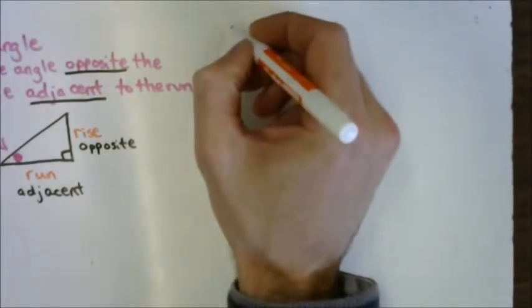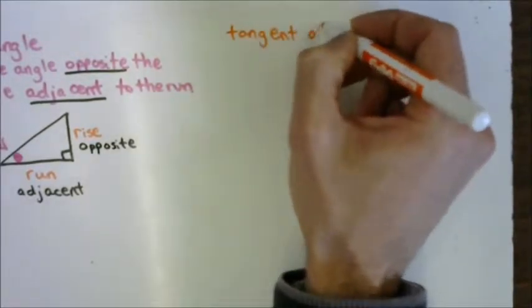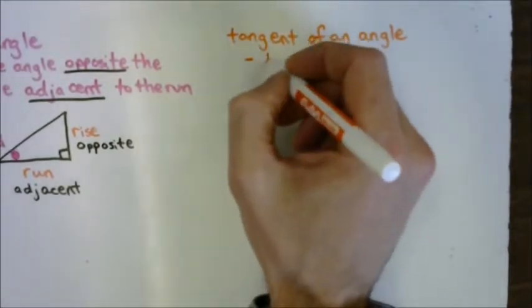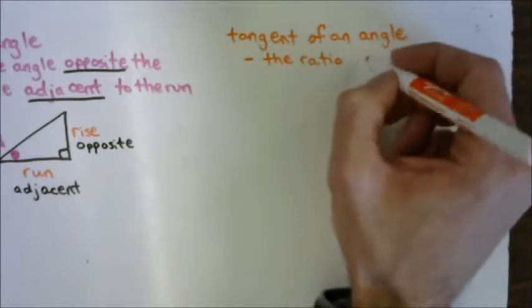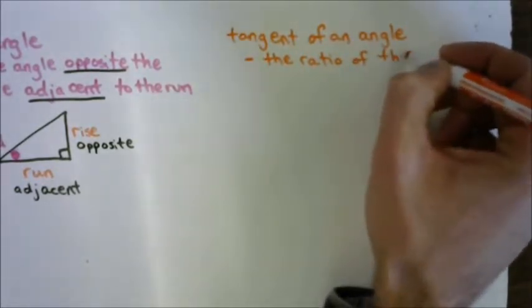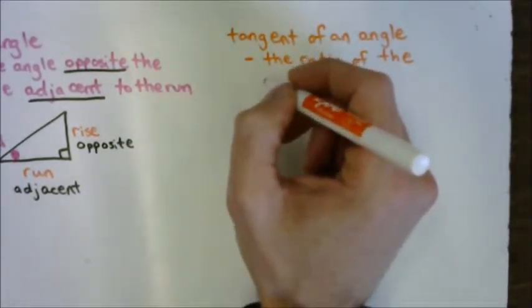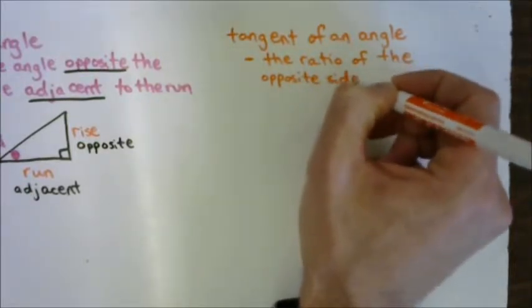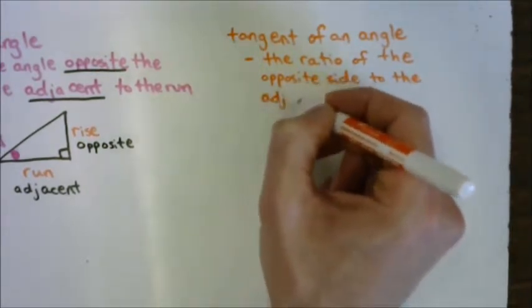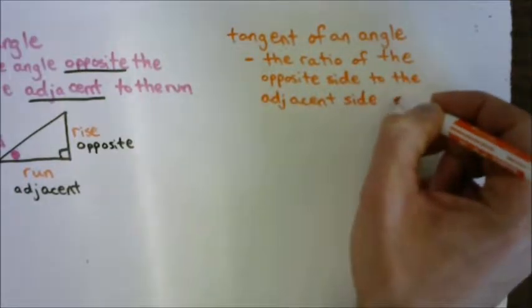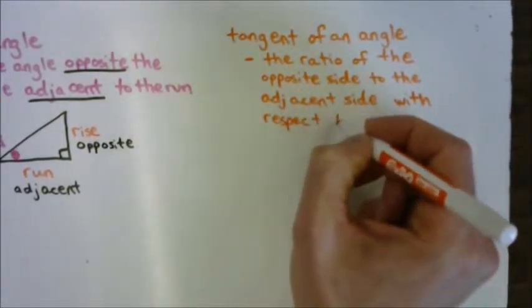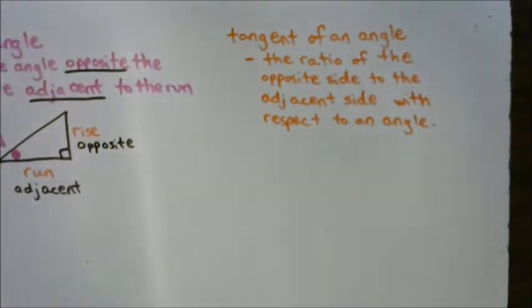We're going to be talking about the tangent of an angle. The tangent of an angle. The tangent is the ratio of the opposite side to the adjacent side with respect to an angle. And we'll explain what that means. It's the ratio of the opposite side to the adjacent side with respect to an angle.